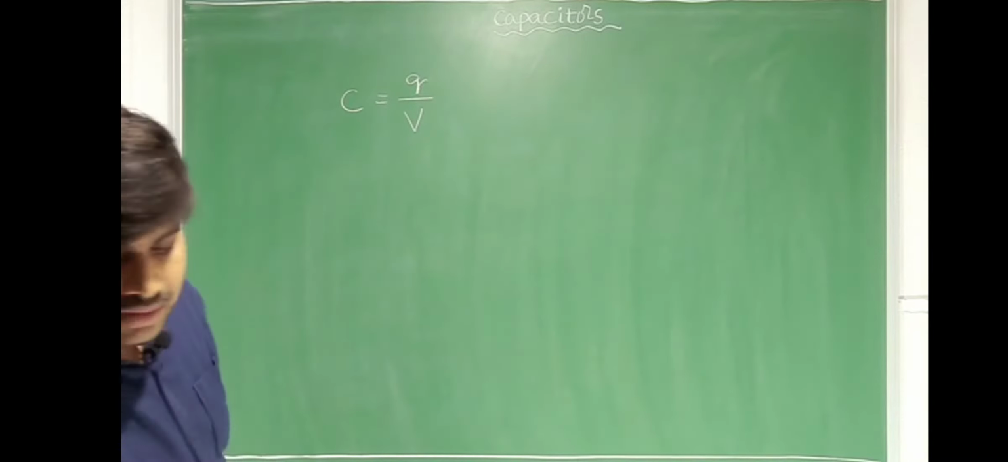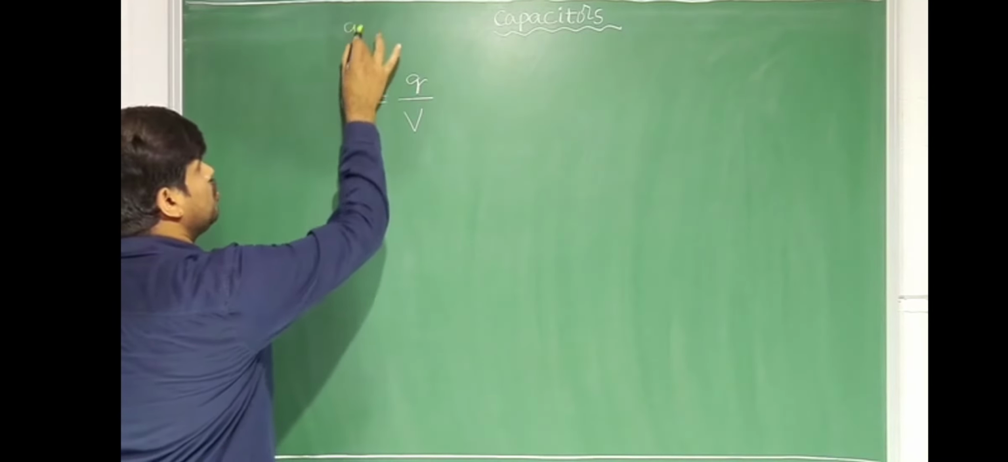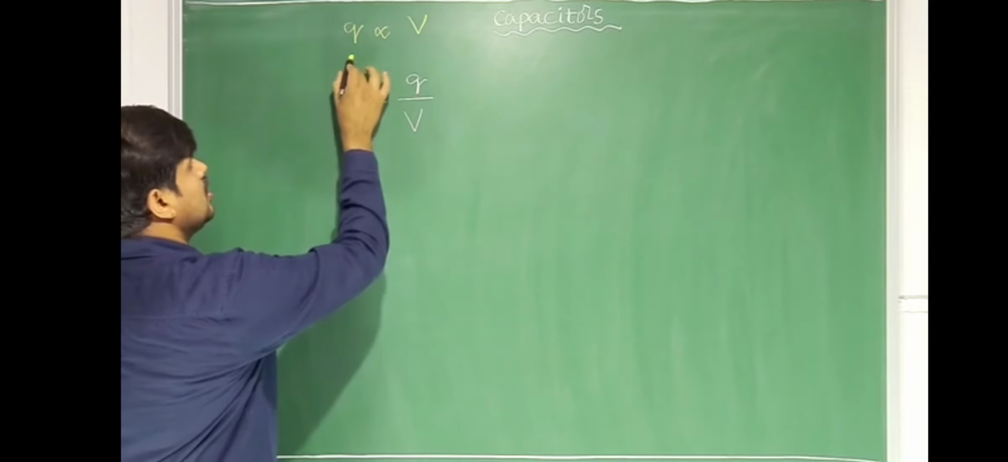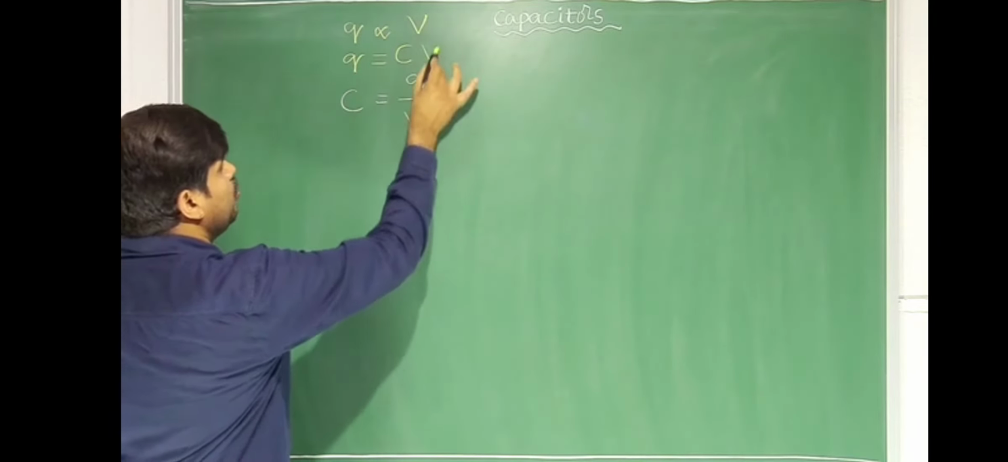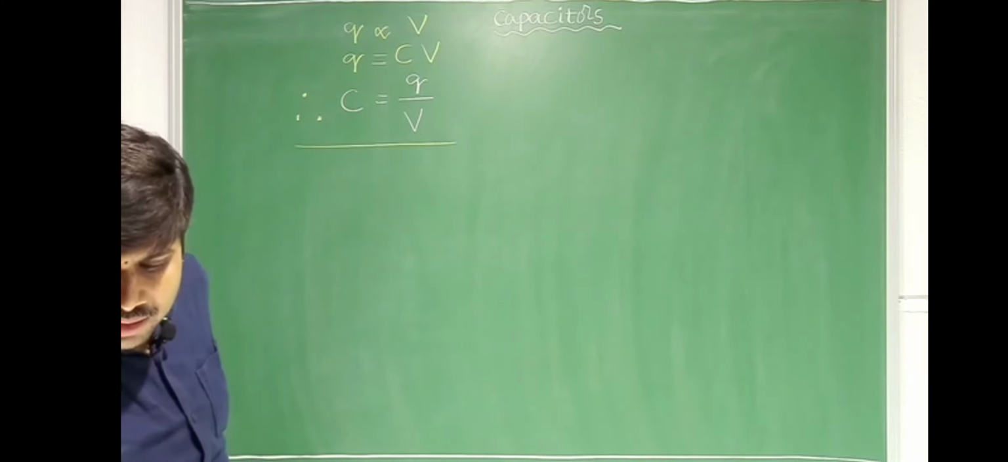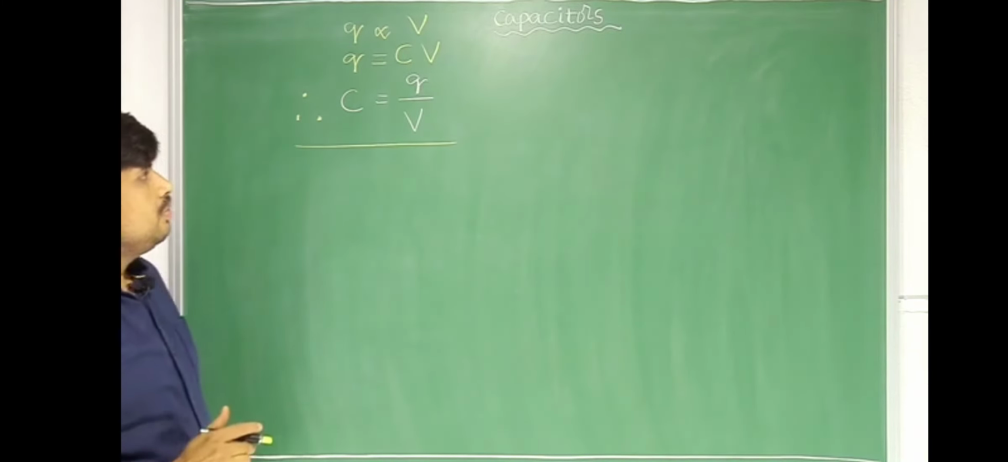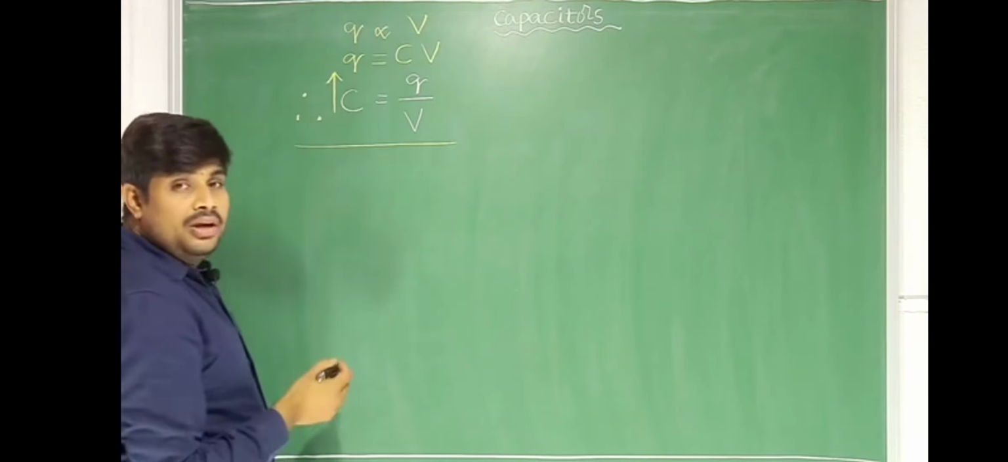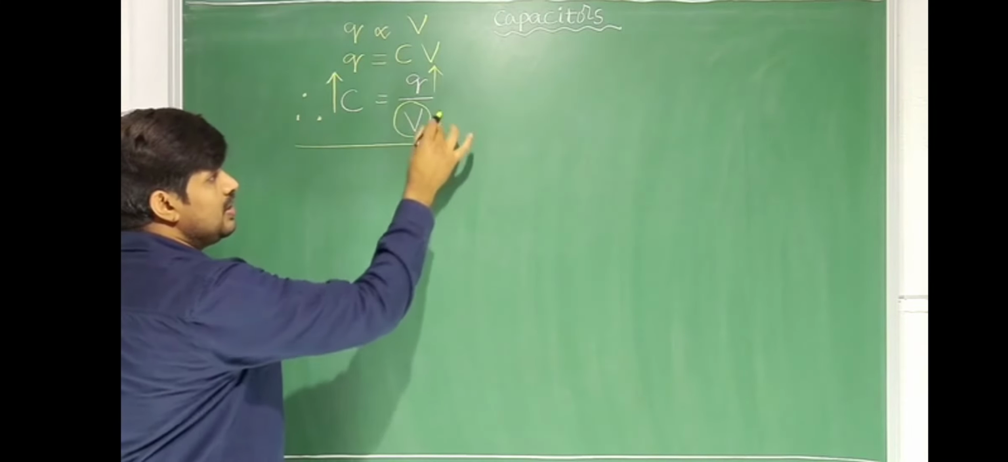In the previous class, we wrote that the charge is proportional to the potential. So charge Q equals some constant C into V, or else you can write C equals Q by V. This is said to be the electric capacitance of the conductor. Now, to increase the capacitance, to store more electric charge, you must reduce electric potential.